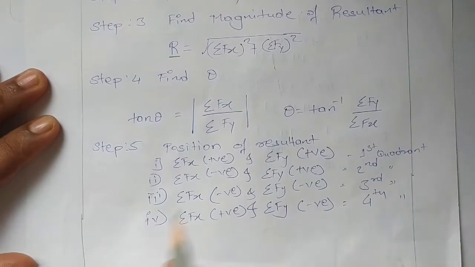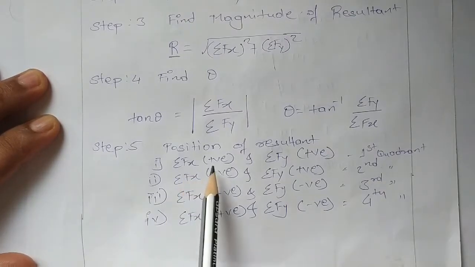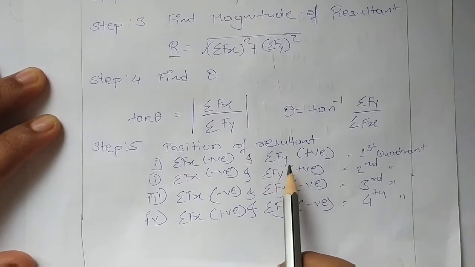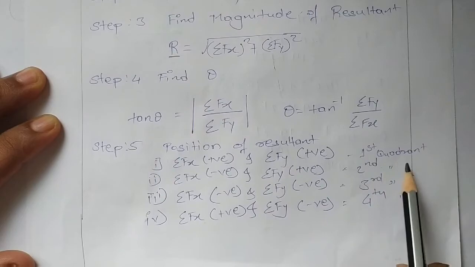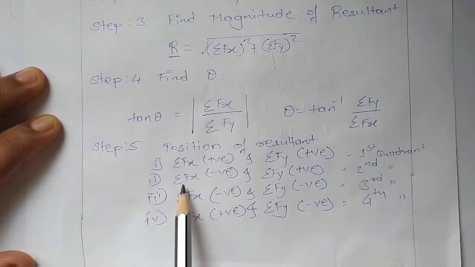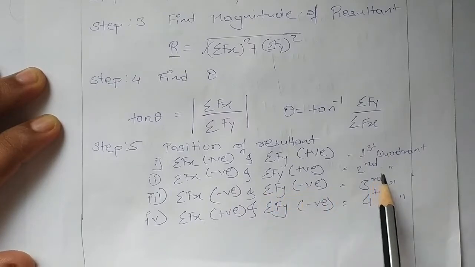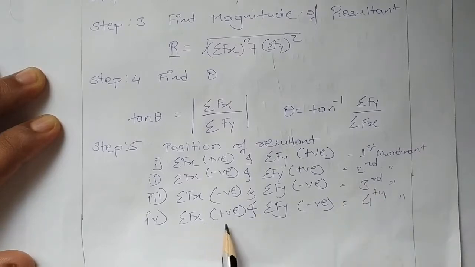Next step is to find the position of resultant. If summation of Fx is positive and summation of Fy is also positive, then resultant will be in the first quadrant. Similarly, if Fx is negative and Fy is positive, then second quadrant. If summation of Fx is negative and summation of Fy is also negative, the resultant lies in the third quadrant. If summation of Fx is positive and summation of Fy is negative, then resultant will be in the fourth quadrant.